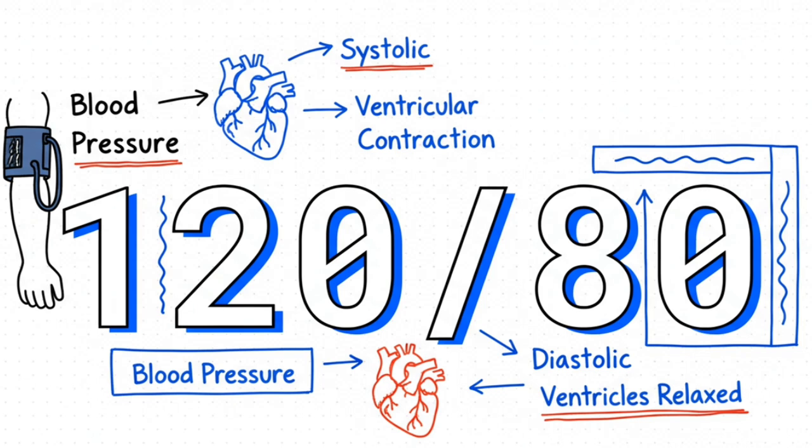So what does that mean? Well, the top number, 120, is the systolic pressure. That's the pressure during the ventricular contraction. And the bottom number, 80, is the diastolic pressure. That's the pressure when the ventricles are relaxed.